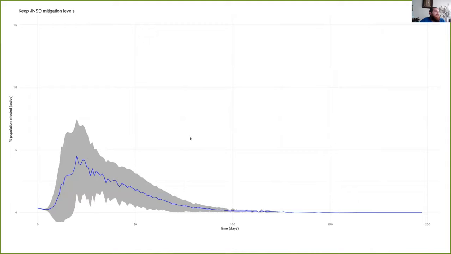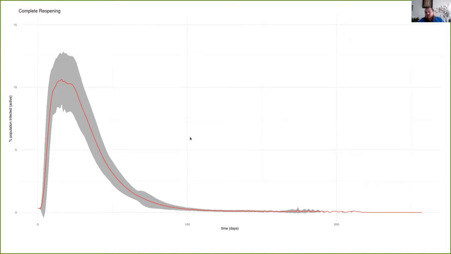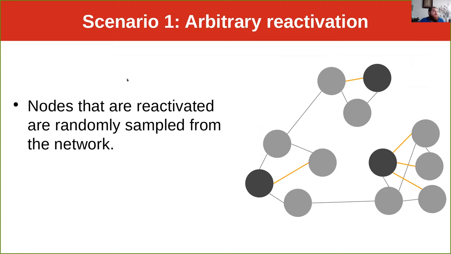On the other hand, what would happen if everybody just went back outside on the day of the restriction lifting? What we would see is that the peak would have a magnitude of about 10% of the population. So the first scenario is considering arbitrary reactivation. Basically everybody goes out.